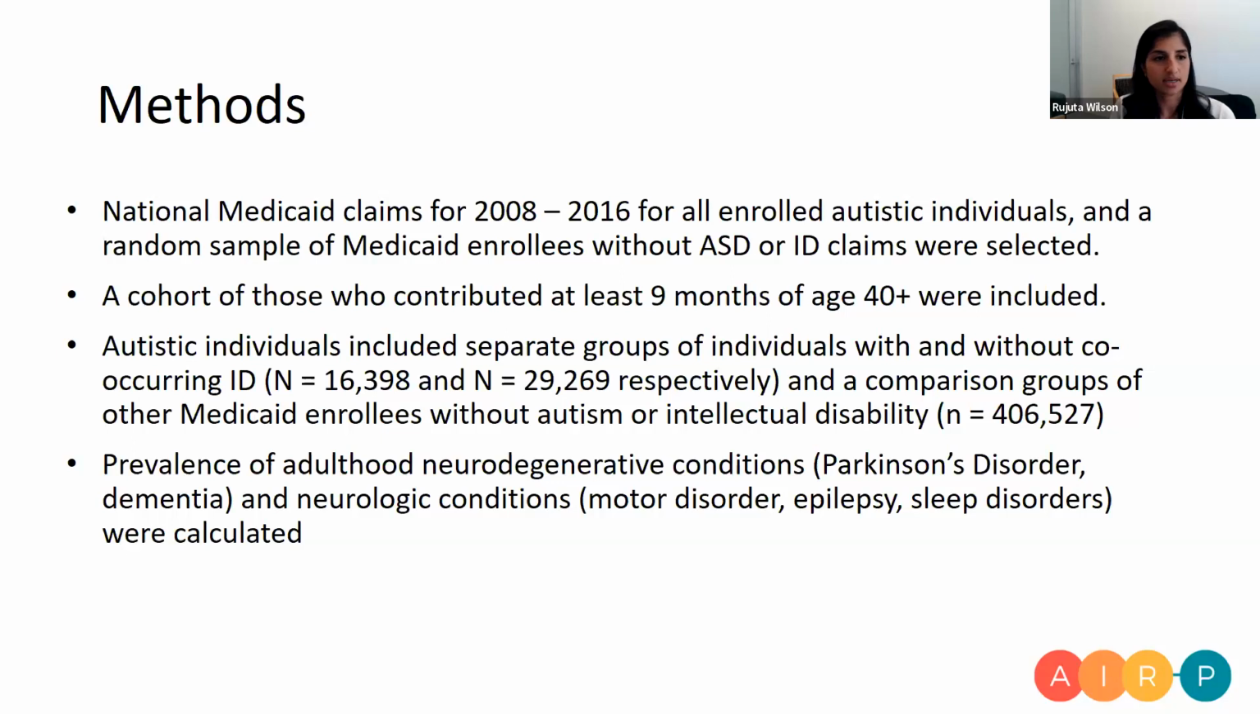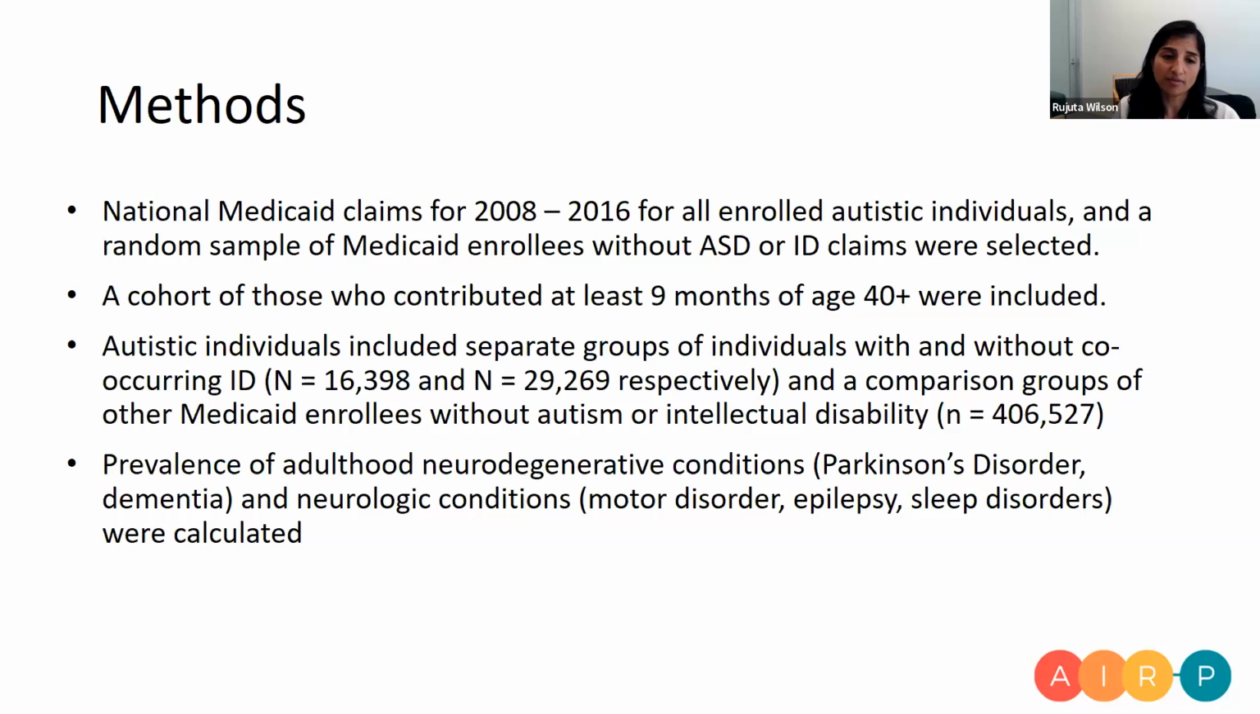for all enrolled autistic individuals, and a random sample of Medicaid enrollees without autism or intellectual disability claims were selected. We had a cohort who contributed at least 9 months of data, and age 40 plus were included. As you can see in our sample size, we had autistic individuals in separate groups with and without intellectual disability, 16,000 and 29,000 respectively, and a comparison group of Medicaid enrollees without either of 406,000. So really an opportunity to query really large sample sizes.